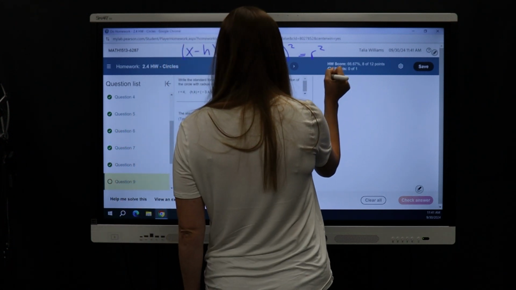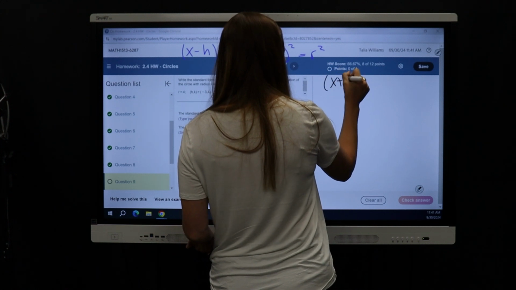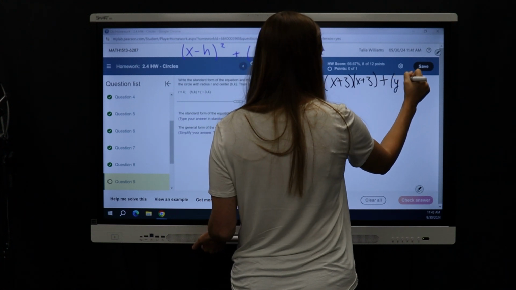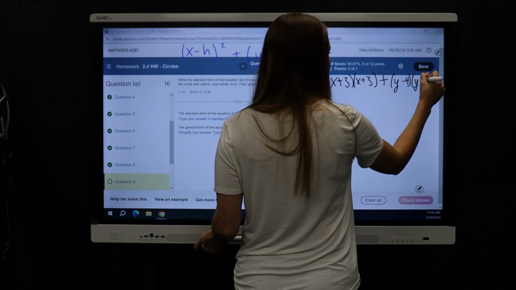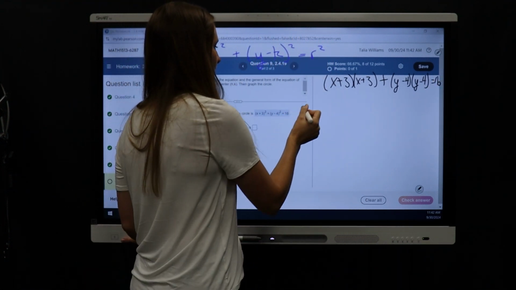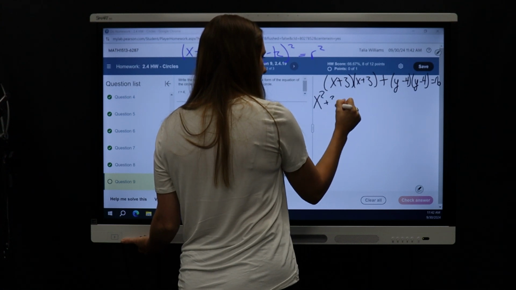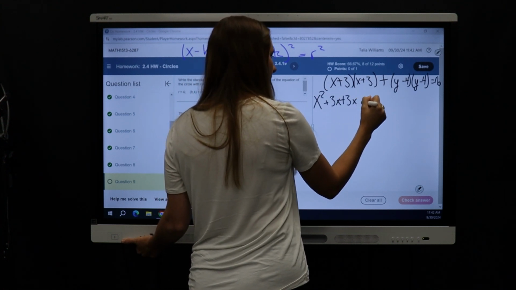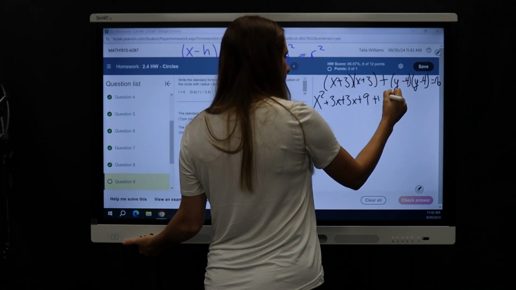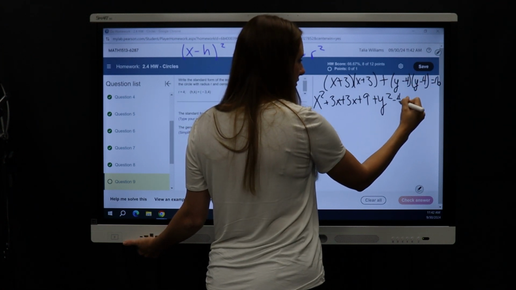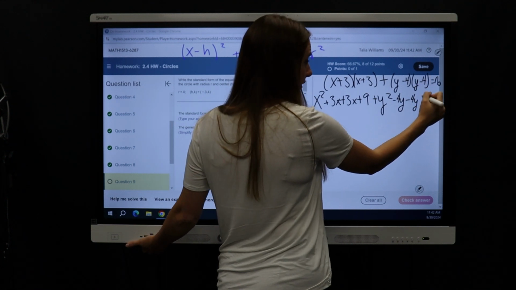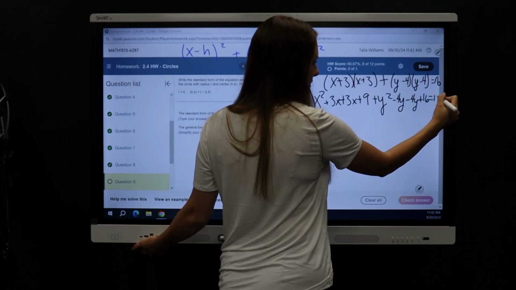Okay, so I'm going to have x plus 3 times x plus 3 plus y minus 4 times y minus 4 equals 16. Okay. X squared plus 3x plus 3x plus 9. 3 times x, 3 times 3. Y times y is y squared. Y times -4. Subtract 4y. -4 times y. -4y. -4 times -4 is plus 16 equals 16.